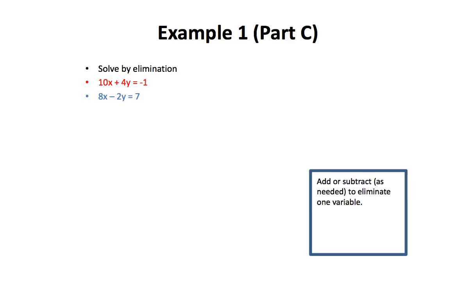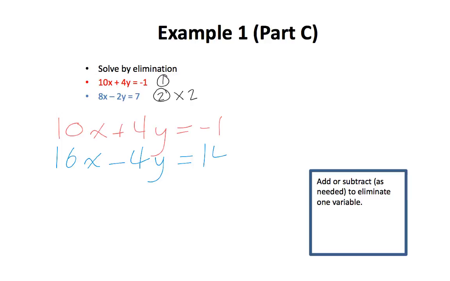Next, we need to add or subtract as needed to eliminate one variable. Let's relabel our equations. This is equation 1, and this is equation 2. I've manipulated that. I've multiplied it by 2. Since we haven't done anything with the first equation, let's just rewrite it. 10x plus 4y is equal to -1. And the second equation, we've manipulated it. We've multiplied everything by 2. So that's going to be 16x minus 4y is equal to 14. At this point, you can either add or subtract these two equations. I'm going to add them.